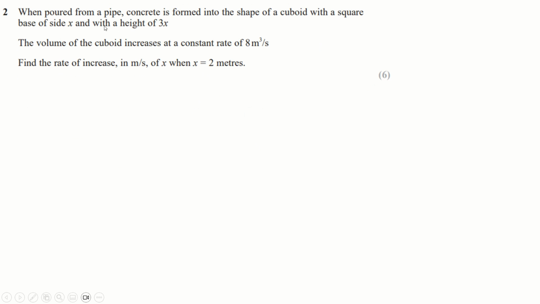Question 2, so we've been told a few things here. dV by dt is 8, is the first thing that we're told. We've got a cuboid with square base x, so the base on the bottom is x squared, and height 3x means the total volume is 3x cubed. And I can differentiate that to find dV by dx to be 9x squared.